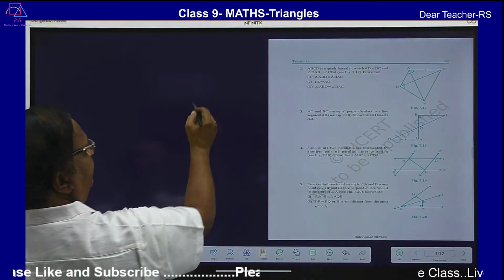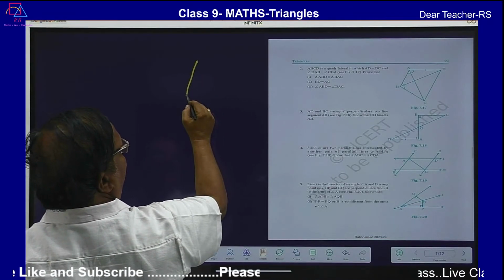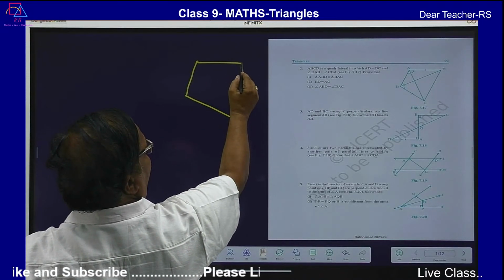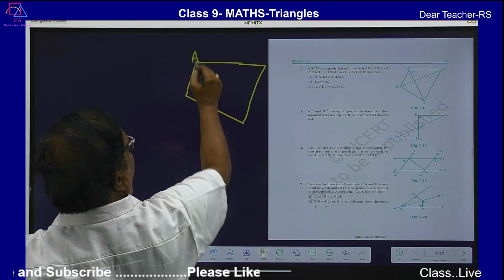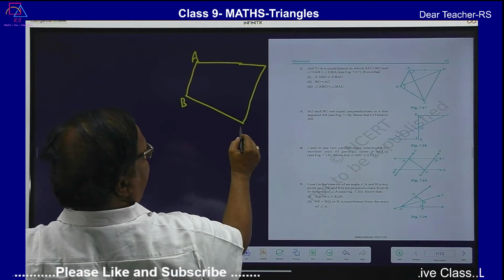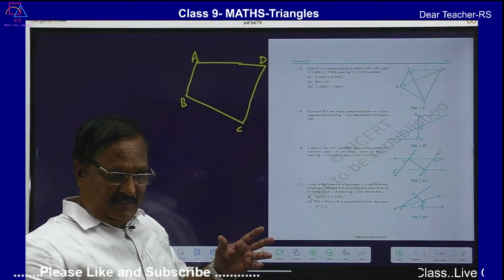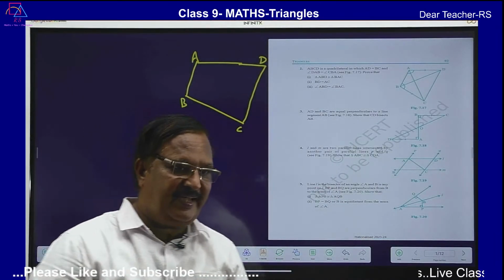Now I will draw the figure again, as it is. A, B, C, D. I am drawing with free hand. I want you to draw with the scale and pencil.